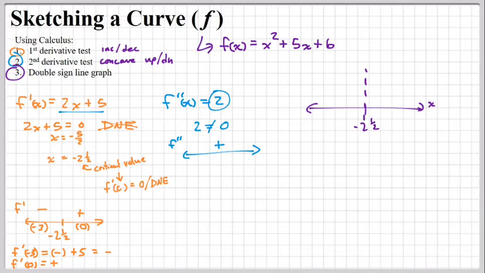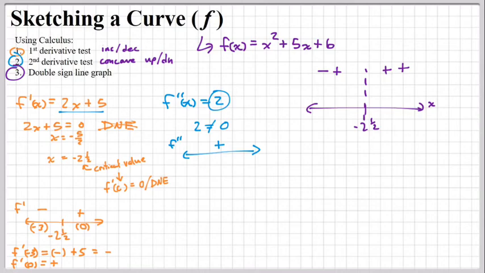Now to do a double sign line graph, we need to put the signs for f prime, the first derivative test, and the signs for the second derivative test. For the second derivative test, it's always positive. So our second sign is always going to be positive. The first sign, however, changes. So the first sign is negative for the first interval, and for the second derivative test we're always positive. And then for the second interval, f prime is positive, so I'm going to put positive, and we're still positive for f double prime. So here we have our double sign line graph.